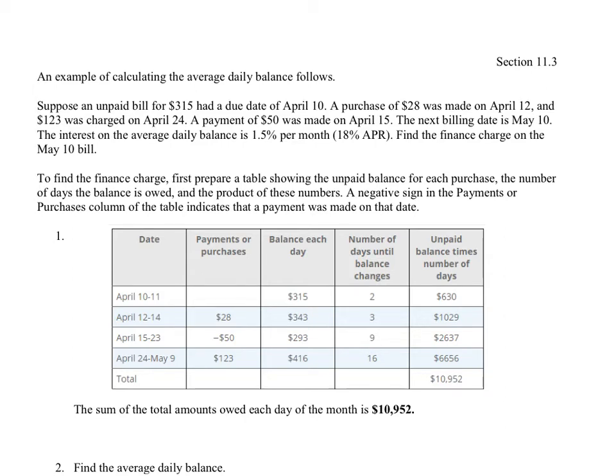It says, suppose an unpaid bill for $315 had a due date of April 10th. A purchase of $28 was made on April 12th, and $123 was charged on April 24th. A payment of $50 was made on April 15th. The next bill date is May 10th.